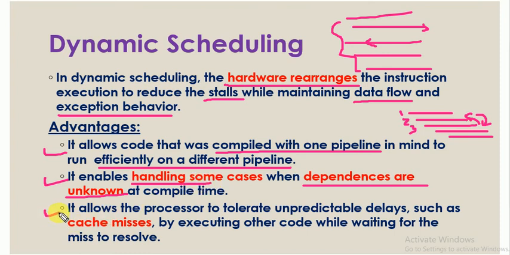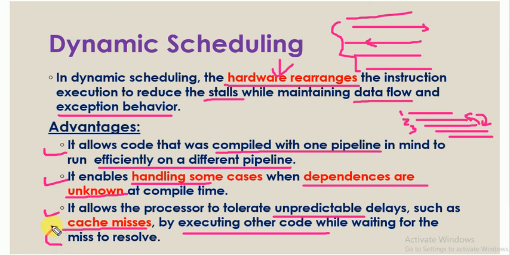Now, the third advantage is it allows the processor to tolerate unpredictable delays such as cache misses. Some delays are unpredictable and may happen only during the final execution. Sometimes when it expects some data from the cache, it is not available. In that situation, the hardware will automatically rearrange the execution by executing other code. So if one instruction misses the cache, the control moves to some other code, so that other instructions execute while waiting for the miss to resolve.